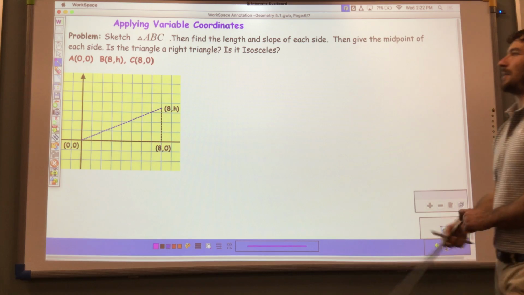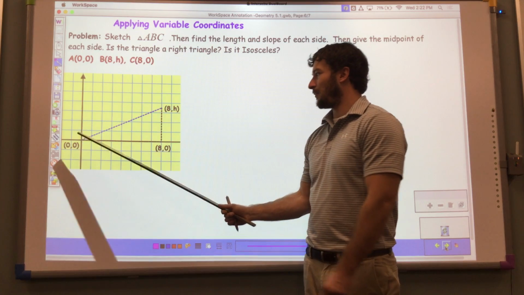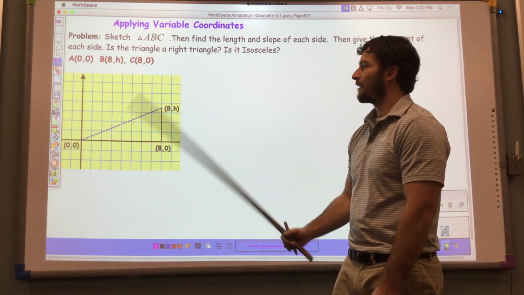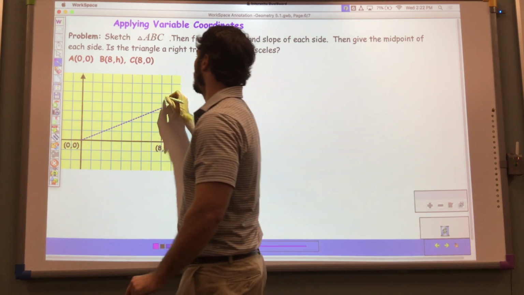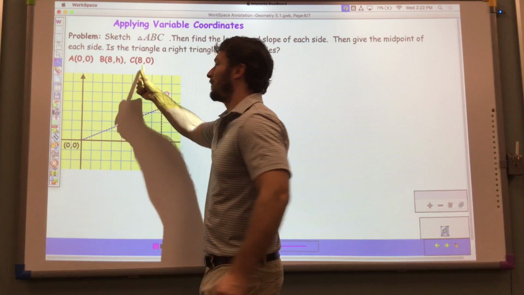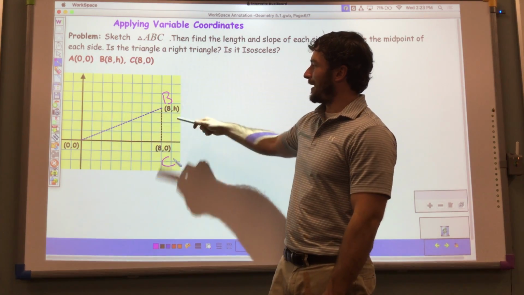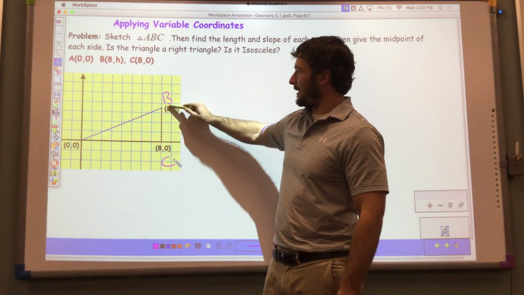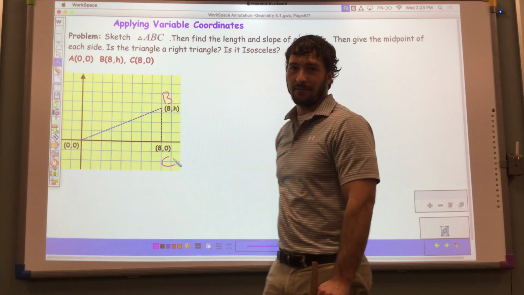Well, I already sketched it out for you. So here are the points. It gave me one at the origin, so obviously I'm going to put A right here at the origin. Then B is at (8, h), so here's B. C is at (8, 0). So obviously you know where to put C, right? Then since the other point's at (8, h), well, if you have 8 as the x for both, it should go straight up. It shouldn't go left or right or anything like that.